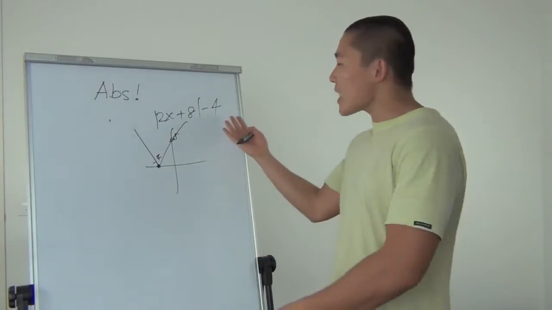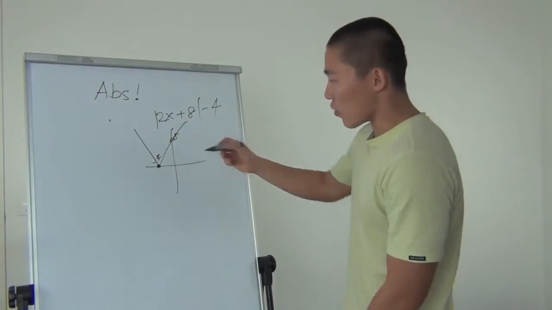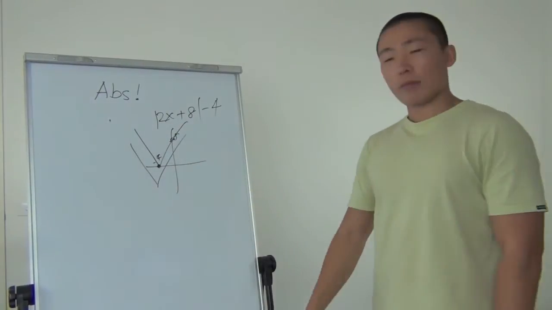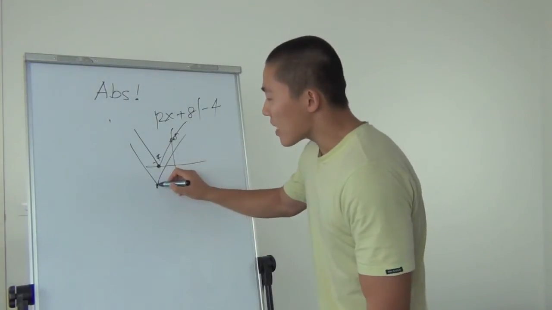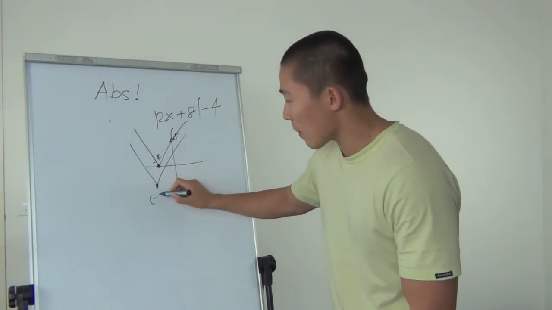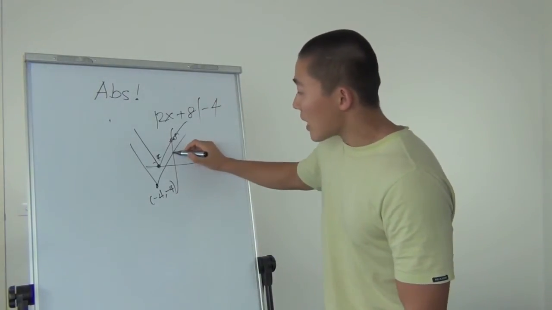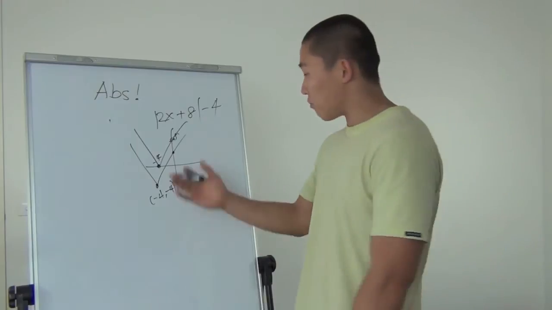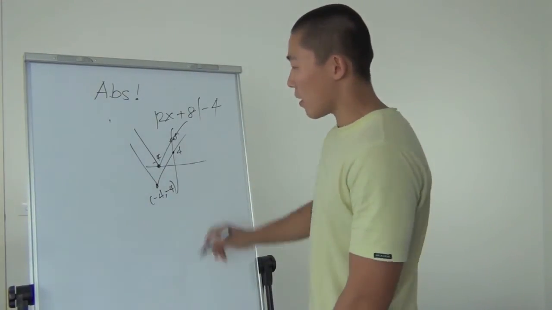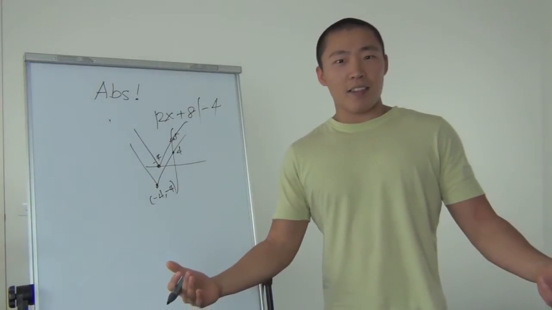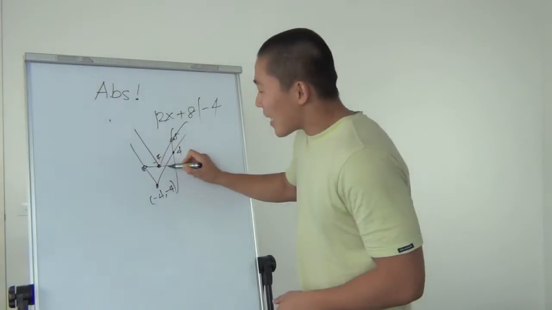What happens to that? Well, it's a translation down, 4 down. So now it looks like this. Does that make sense? Where is this point? It was at negative 4, and now it's at negative 4 again because of that. Where's the y-intercept? It was an 8. Now it's 4 down, so it's at 4. Does that make sense? It's not that hard. Now, x-intercepts.